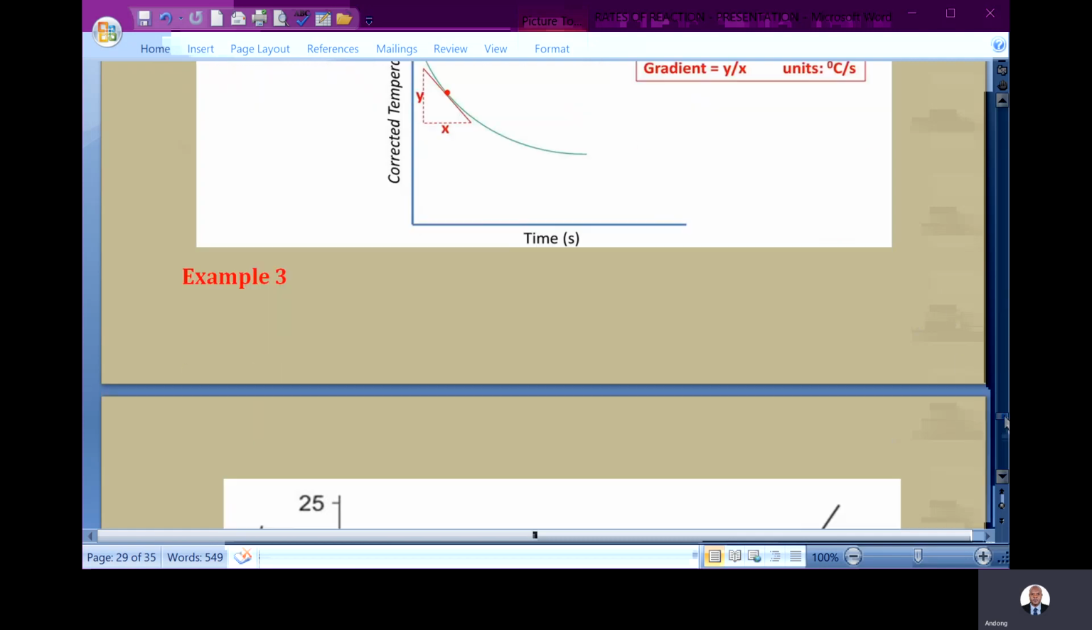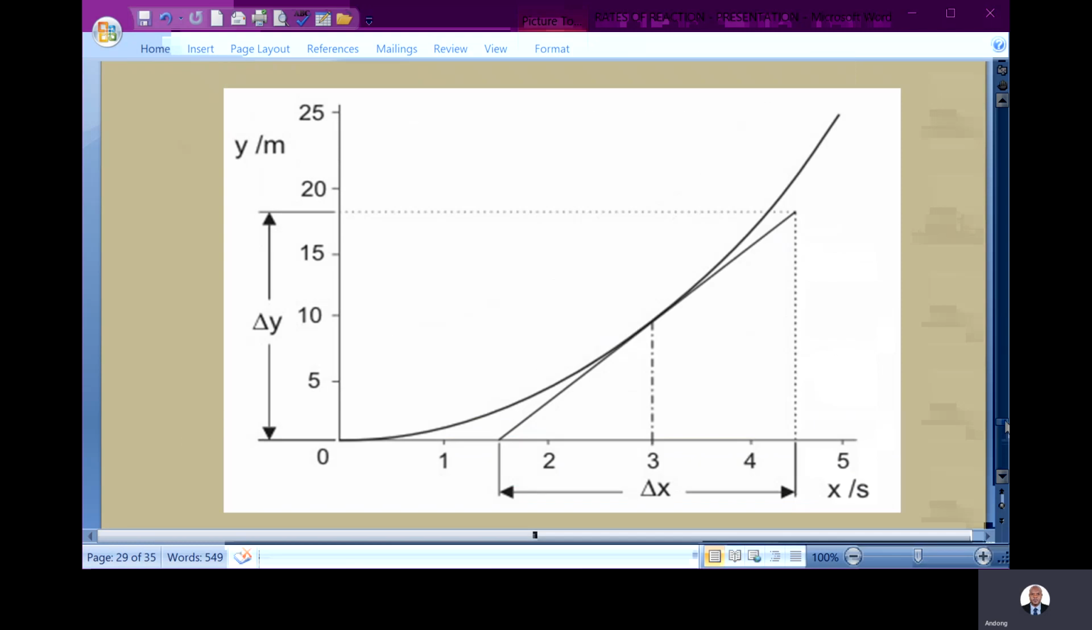Another example which can help you better understand this is this one. This is a curve, and we are told, let me say at 3 seconds, to find the rate of the reaction. If we draw a tangent here and measure it, the change in the concentration will be from 0 to 18. Let's say that's a concentration.